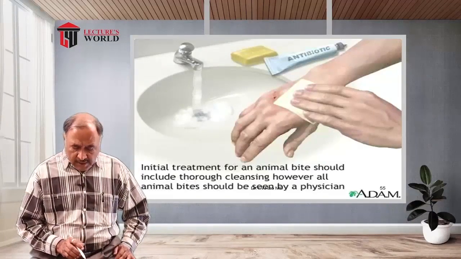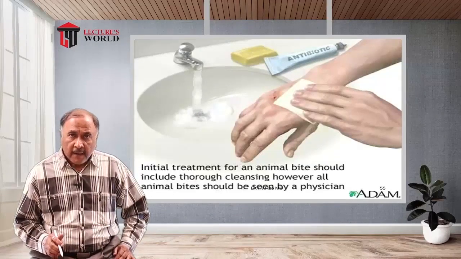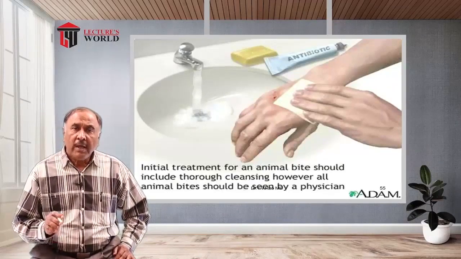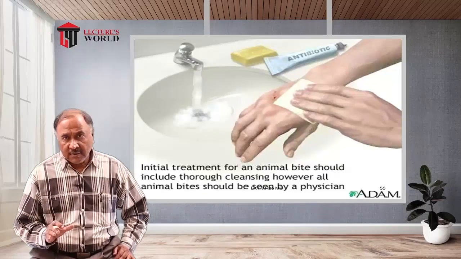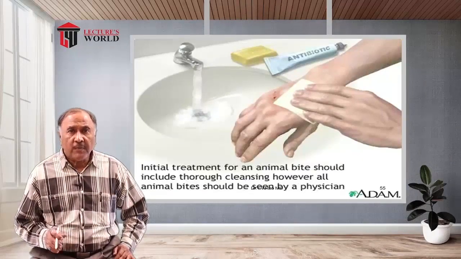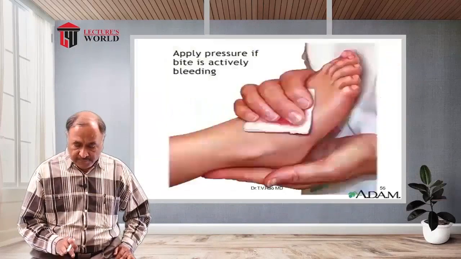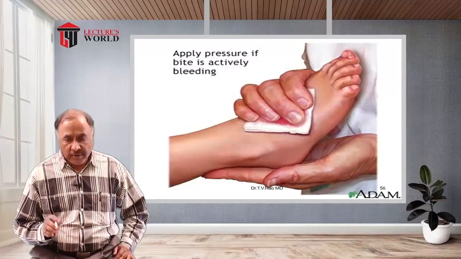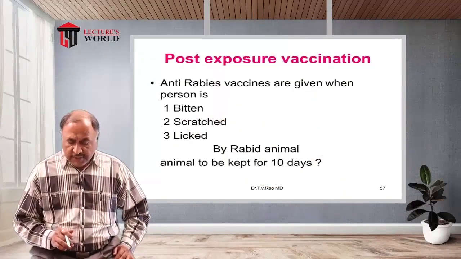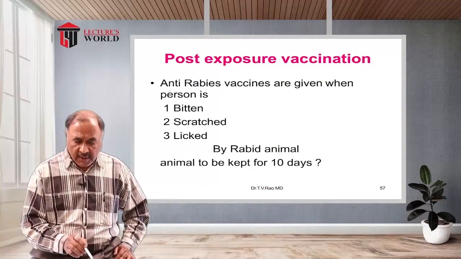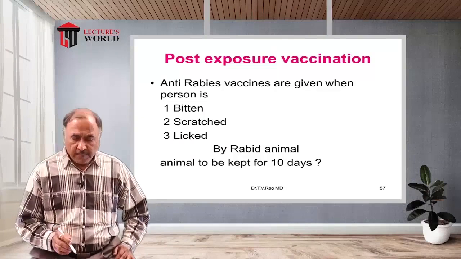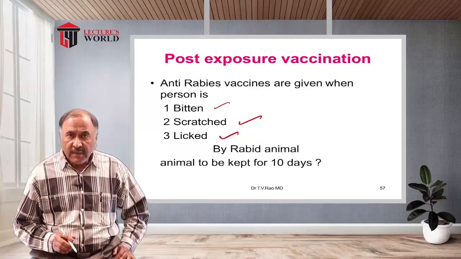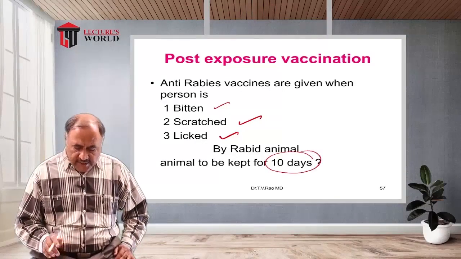However, all animal bites should be seen by a physician. Do not avoid going to the physician thinking that we have thoroughly cleaned the wound and it will be sufficient. But you should do that first, followed by a visit to a physician. Apply pressure if the bite is actively bleeding so as to stop the blood flow. Post-exposure vaccination: anti-rabies vaccines are given when a person is bitten, scratched or licked by a rabid animal and the animal is kept under observation for at least 10 days.